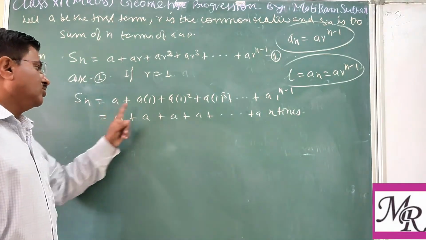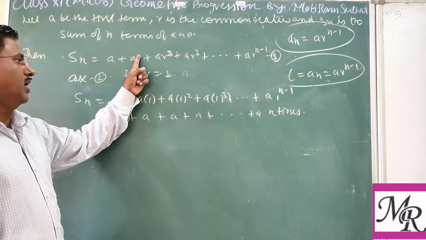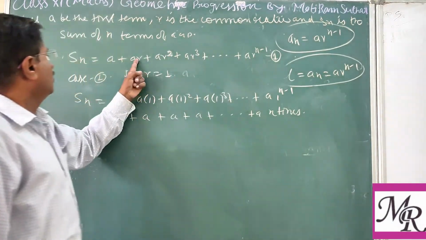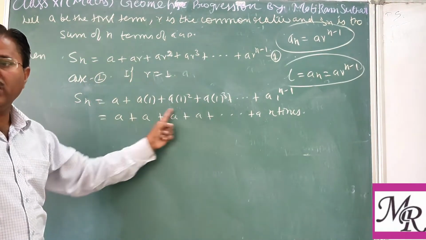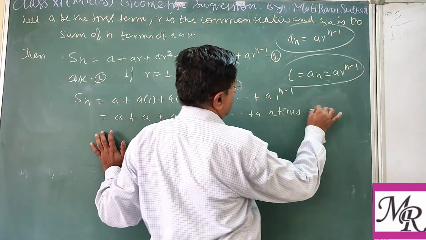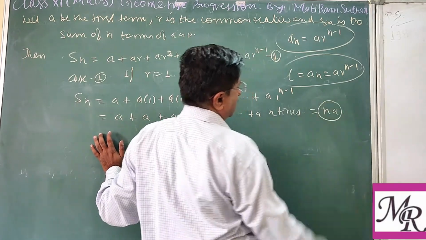We are adding because R power starts here: 1, 2, 3 up to n minus 1. So one more term, this. So total n terms are there. So when you add, that is n.